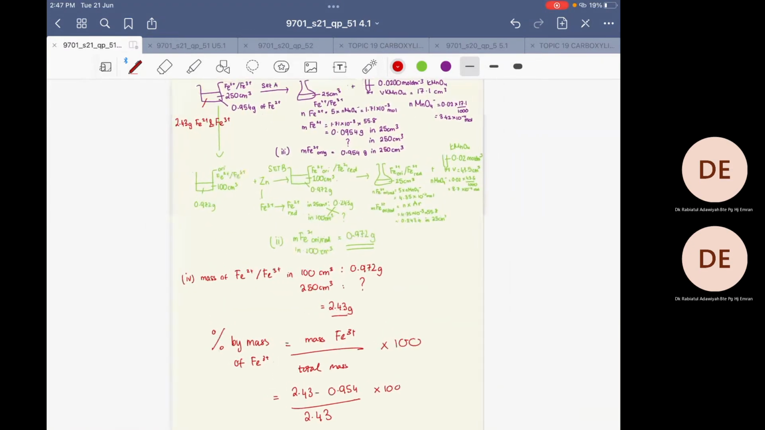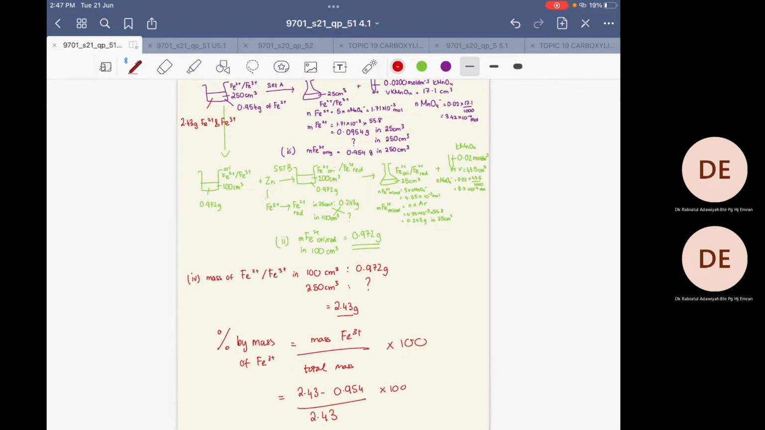And that is how you solve a 4-mark question. To me, it's just not worth it. But I need to teach you so that if it comes out, you cannot say that I never taught you this calculation. It's not easy. It looks easy because it's just 1 mark, but nope.